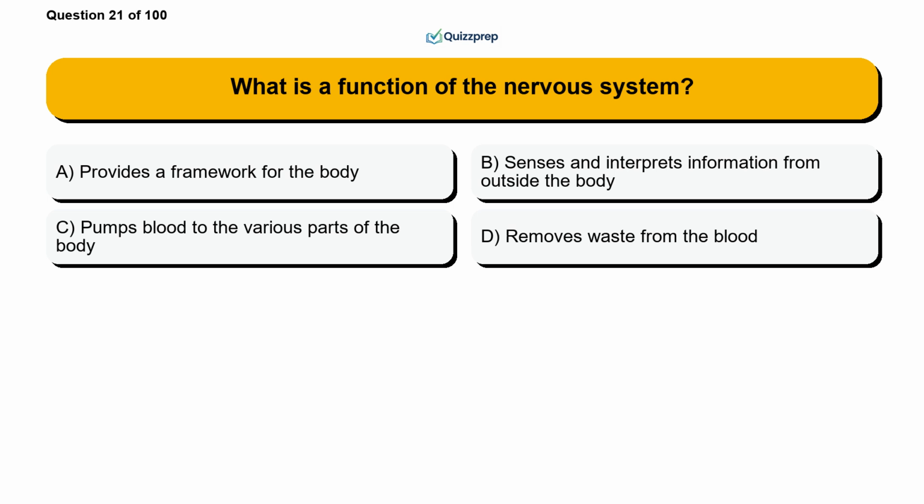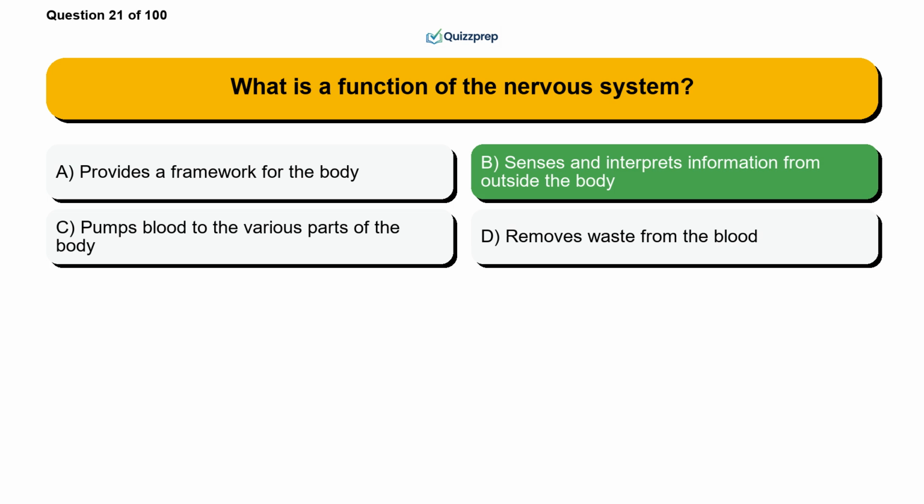Option B, senses and interprets information from outside the body. Option C, pumps blood to the various parts of the body. Option D, removes waste from the blood. The correct answer is option B, senses and interprets information from outside the body.